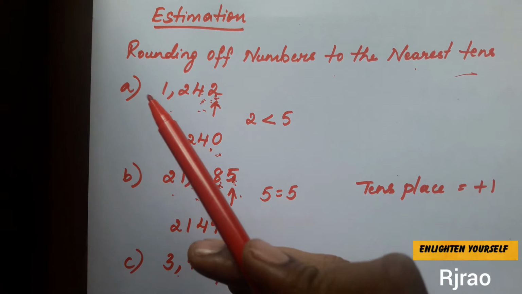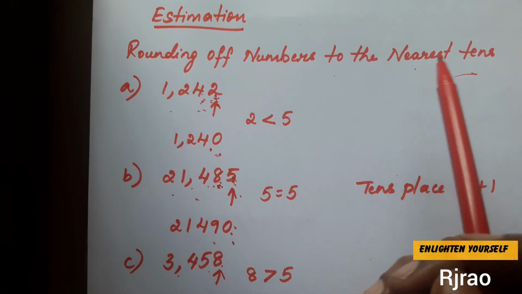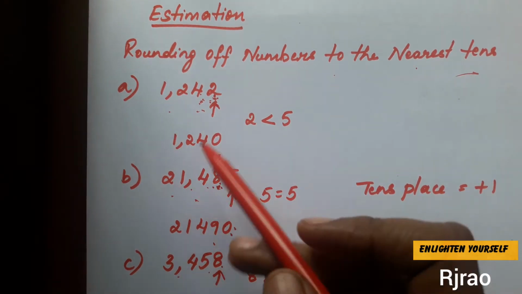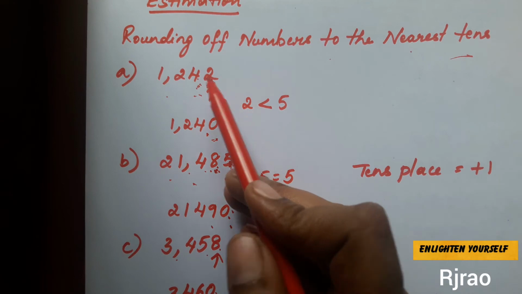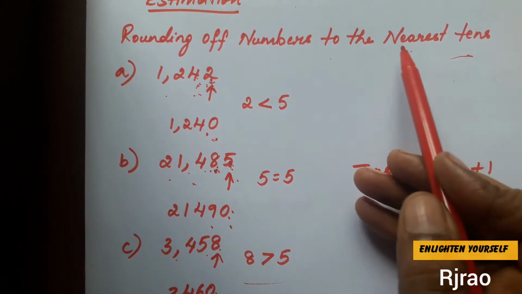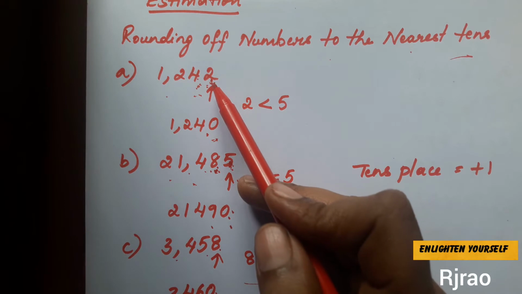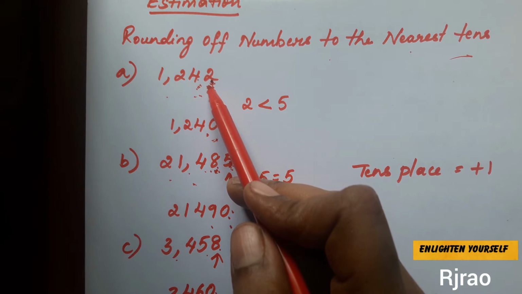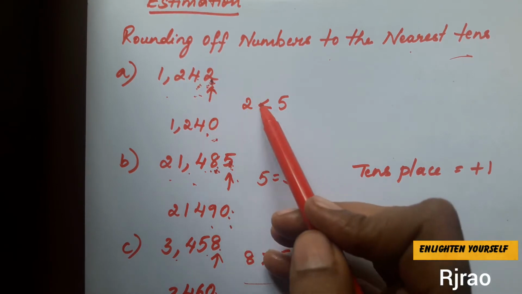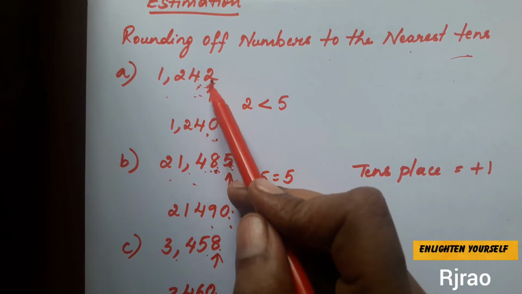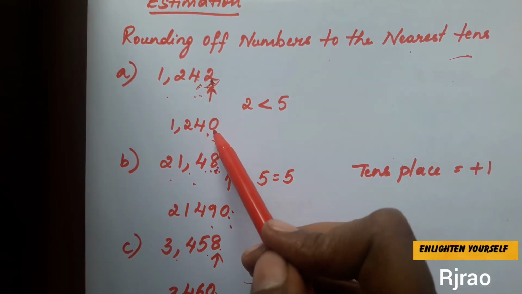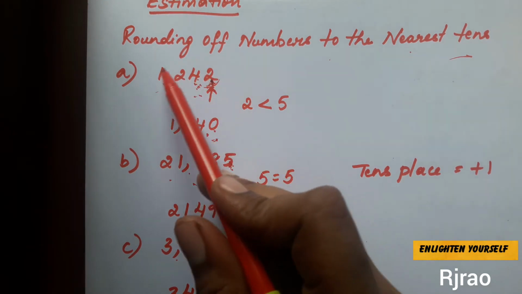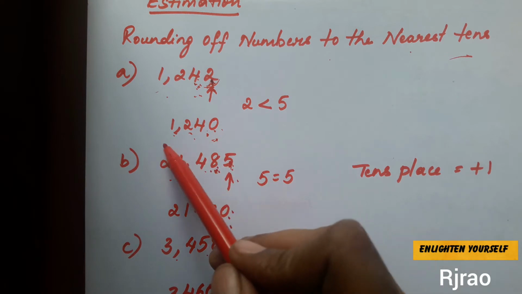Now we are going to learn about rounding of numbers to the nearest tens. How to do this? You can see here the number 1242. When we round off to the nearest tens, we have to see the digit in the ones place. The digit in the ones place is 2, and 2 is less than 5. So we round off the ones digit to 0, and the digit in the tens place stays the same. We write this number as 1240.